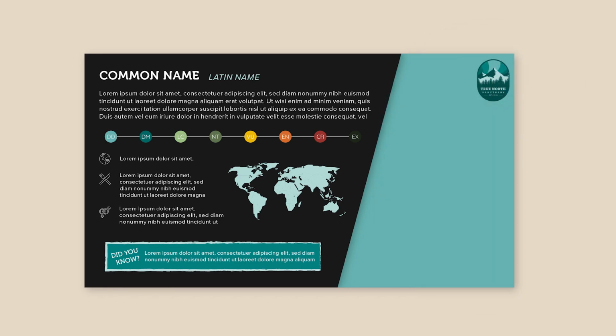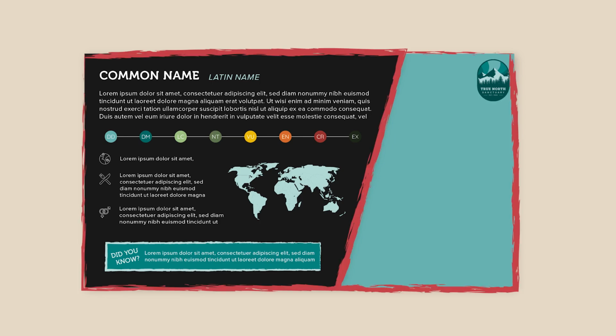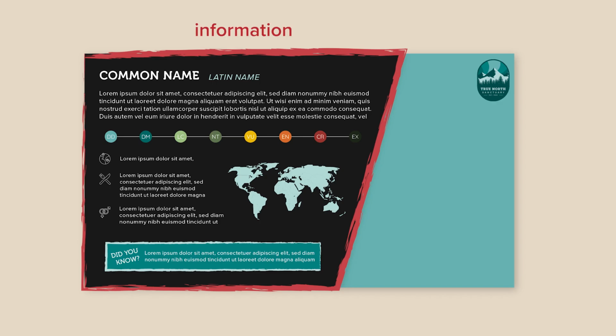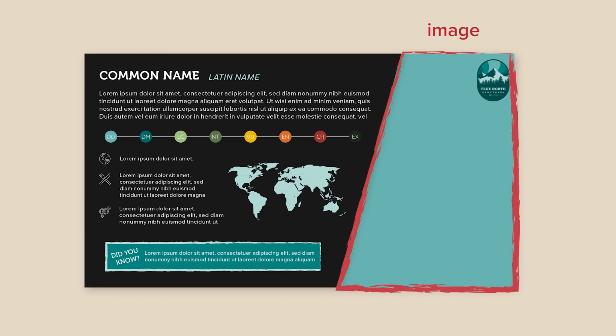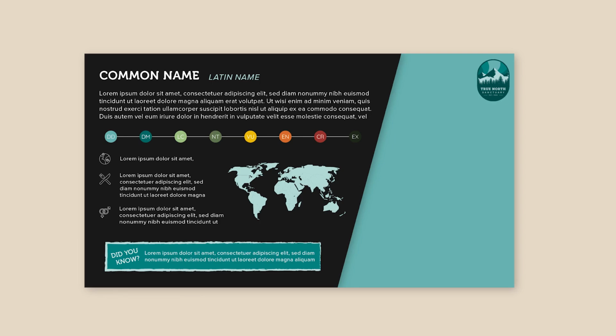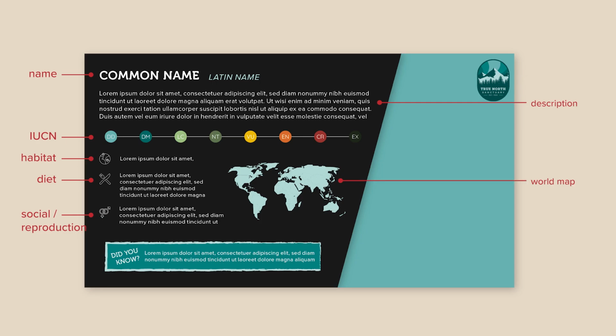But let's go over each portion so you have an idea of how I designed these signs in the first place. First off, we have 2 colors, black and teal. The black is the background for the information, while the teal is a placeholder for the image of the animal. There's also the TNS logo in the top corner as a watermark. For the information, we have the common name of the animal, the Latin name in smaller teal italics, a short description, the IUCN Red List categories, 3 icons with related information about location, diet, and social or reproductive systems, a world map, and a box with a fun fact.